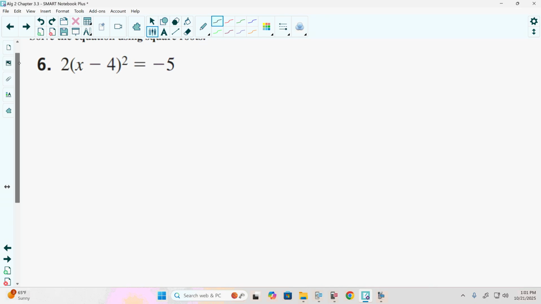We'll look at this one as it is here, and we'll change it a bit and do it again. If we look at this here, 2 times (x minus 4) squared equals -5. We can do the square root method on this, because the only place the variable shows up is inside of our parentheses being squared. So the first thing we have to do is get this squared term by itself, and we can do that by dividing both sides by 2.